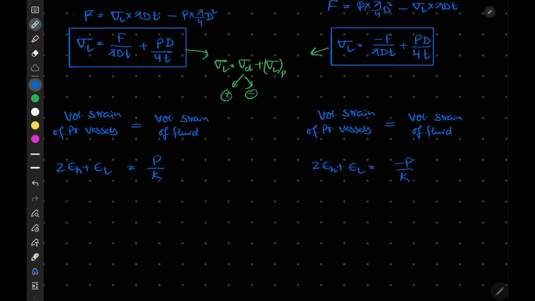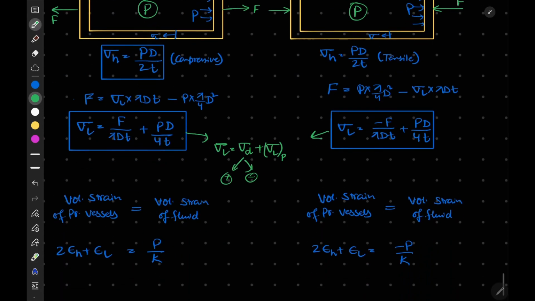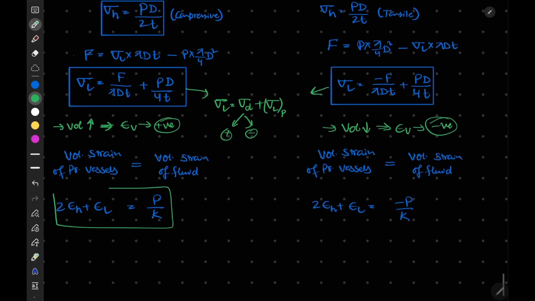And why does this happen? Because in the axial pull case, your volume increases. Volume increases means your volumetric strain is positive. And in the axial push case, your volume decreases, and due to the decrease in volume your volumetric strain is negative. Okay, so these two relations are here.